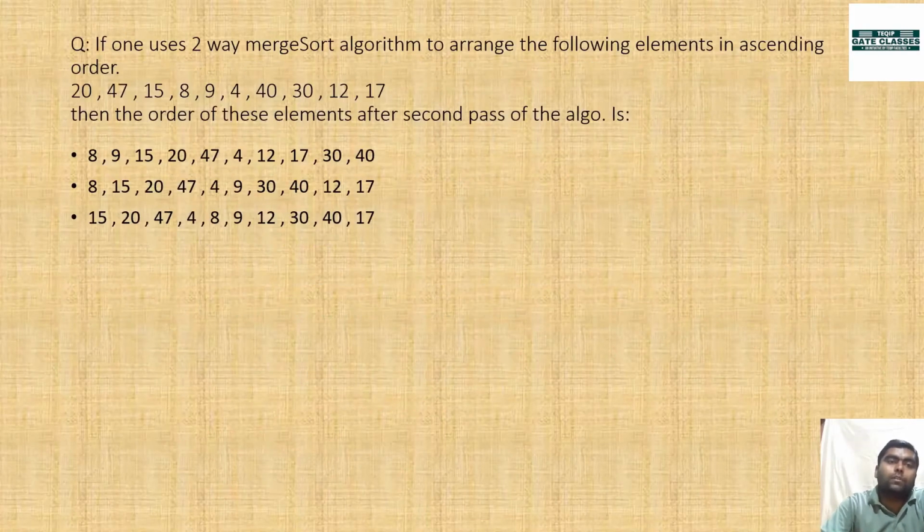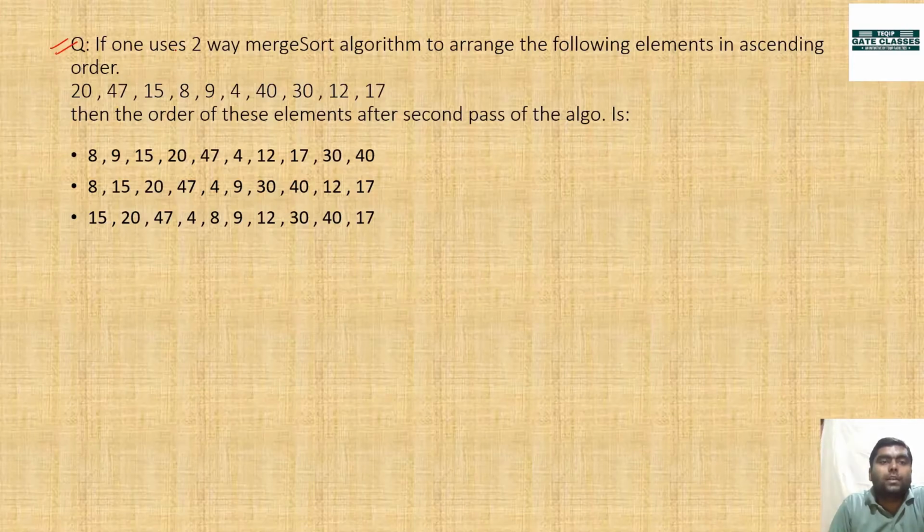Now let us solve one question which was asked in some previous year GATE examination. The question says that if one uses two-way merge sort algorithm to arrange the following elements in ascending order, means these given elements we have to sort in ascending order, and for that we are using two-way merge sort.